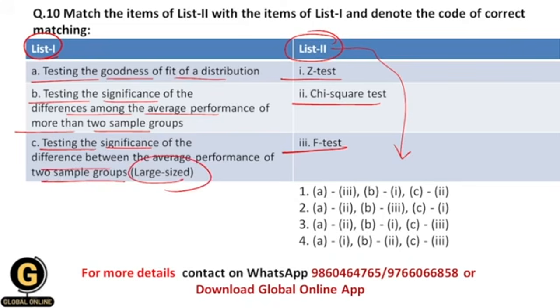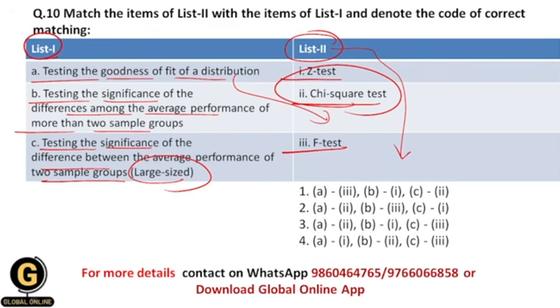Okay, and basically these groups are large sized. So now in this video we have seen that chi-square test can be used to test the goodness of fit of a distribution, right? And that's why A will go for 2. So Z test and F test both are parametric tests.